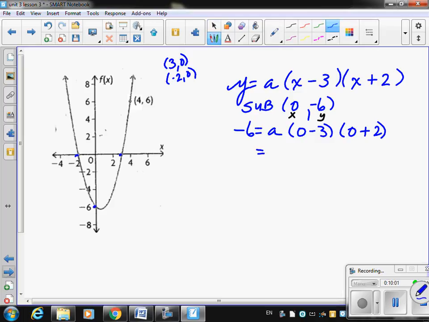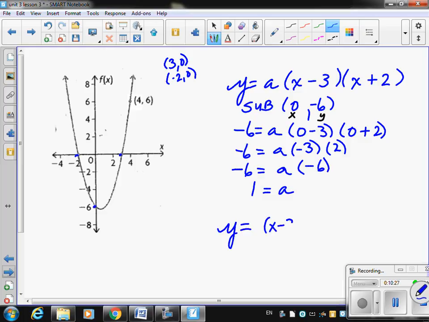All right, let's solve. Negative 6. 0 subtract 3 is negative 3. 0 plus 2 is 2. Isn't that nice? Zeros are nice. Negative 6 equals a times, and I'm going to multiply those two numbers, get negative 6. Divide both sides by negative 6, and I get 1. So my final equation would be y equals 1 times (x subtract 3)(x plus 2). You can write the 1 or not write the 1. Doesn't matter.